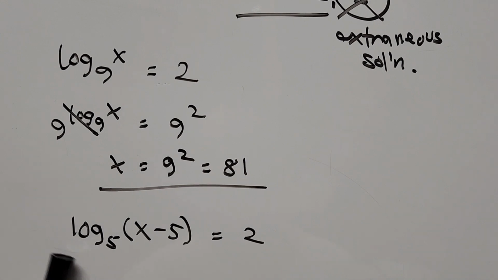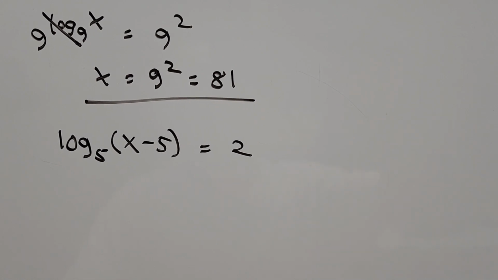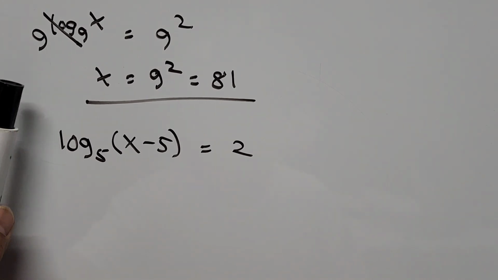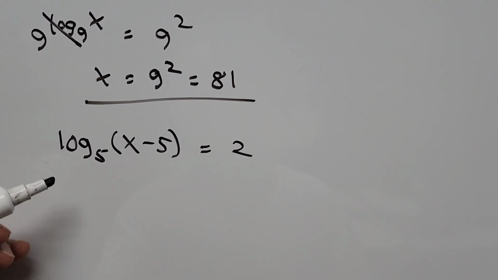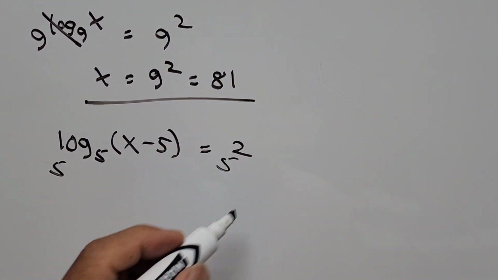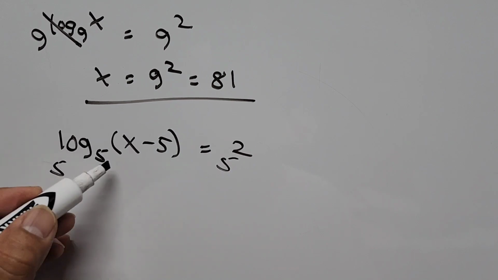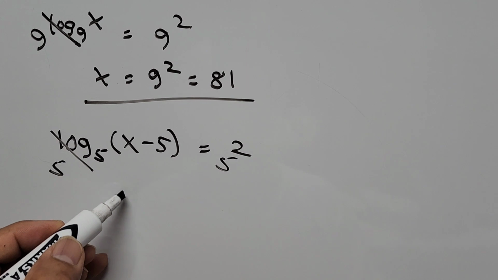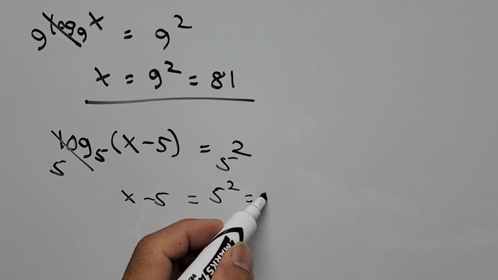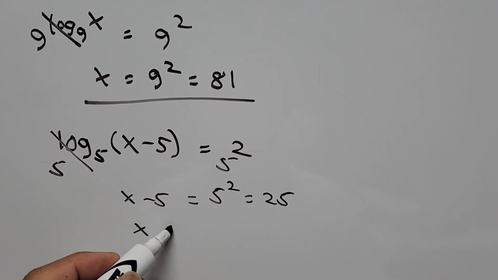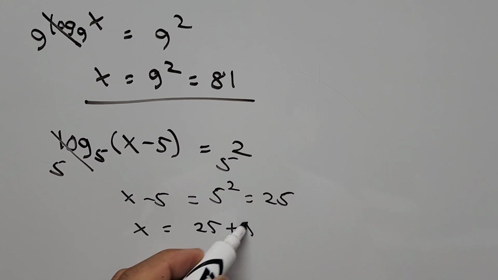So what about this? Log of x minus 5 base 5 equals 2. Here we can solve this equation in two ways. First one is using exponentiation, right? Exponentiate both sides of the equation, so we can raise both sides to base 5. So log base 5 of 5 cancels out. So we have x minus 5 equals 5 to the second power, or 25. Solving for x is equal to 25 plus 5. So x is equal to 30.